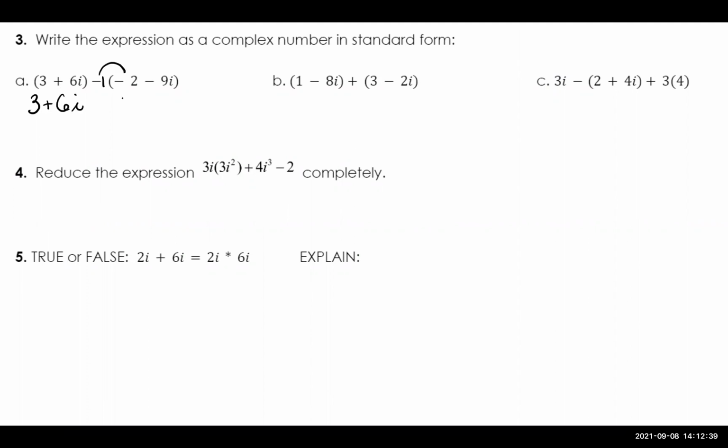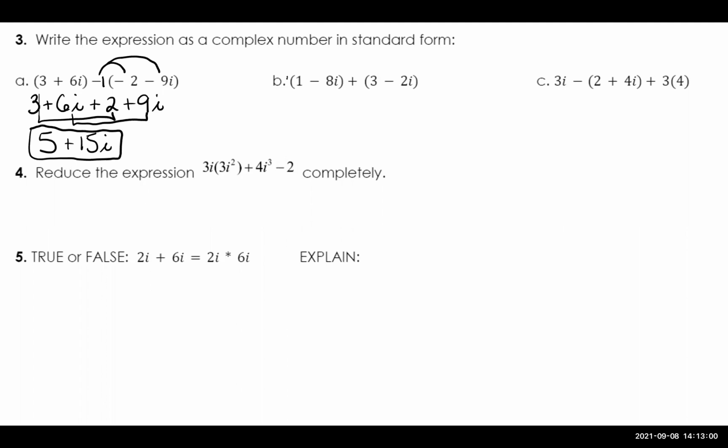Then we distribute: -1 times -2 is a +2. -1 times -9i is a +9i. Combining like terms, 3 plus 2 is 5, 6i plus 9i is 15i.